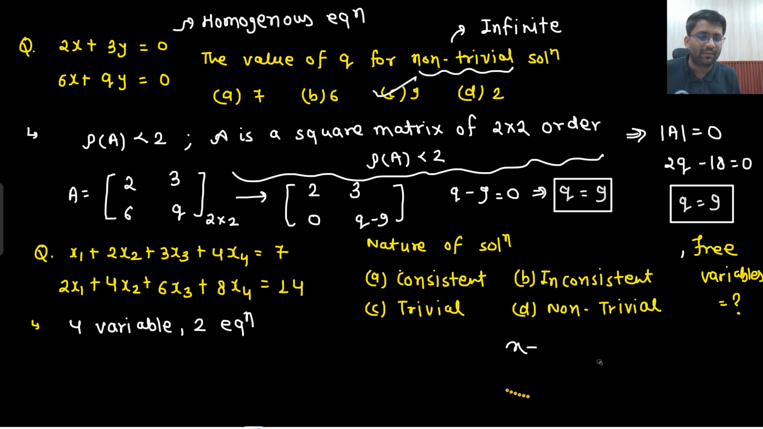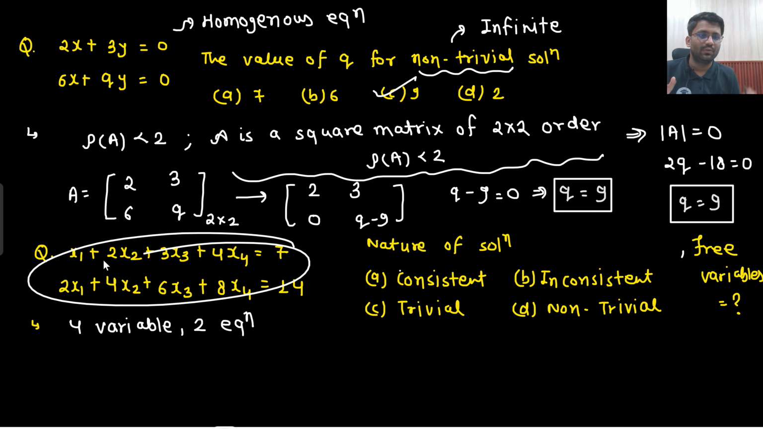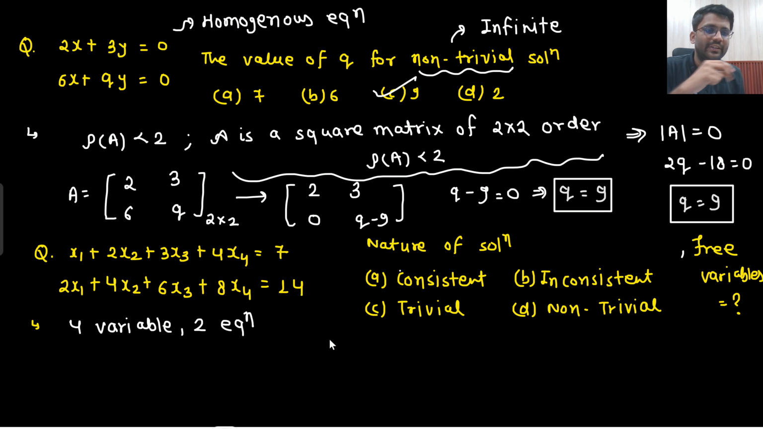But what I have written is 4 variables, 2 equations. So either the number of equations could be 2 or it could be 1. Maximum equations could be 2 only, no? Maximum equations are 2. So with 4 variables you are getting 2 equations. That means for sure there will be 2 free variables. It might happen that there are 3 free variables, but for sure at least 2 free variables would be there. So at least I can tell the nature, that for sure it will be non-trivial.